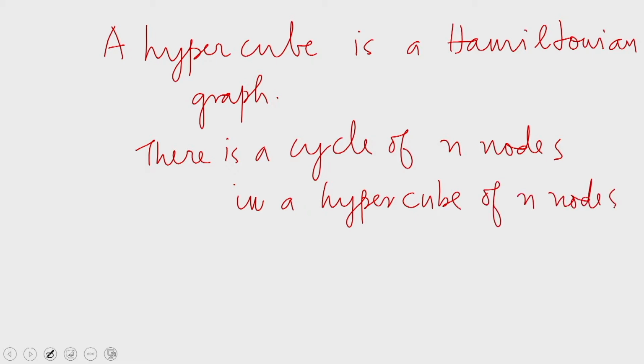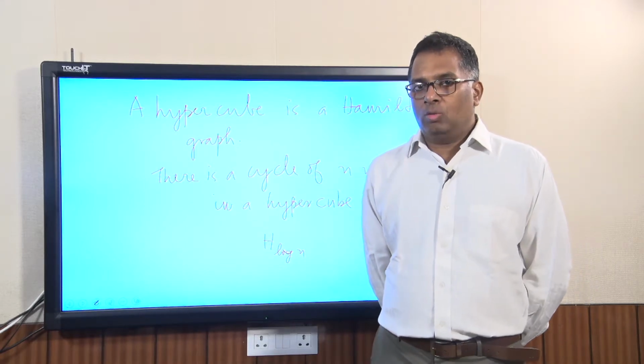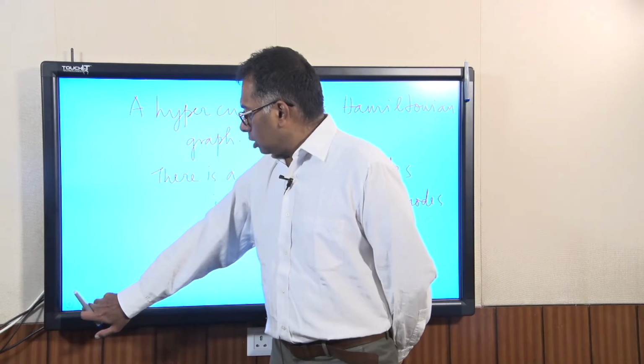Of course, if there is a hypercube of n nodes, n is going to be a power of 2, and this hypercube is of dimensionality log n. So, in a hypercube of dimension log n, there is a cycle of size n. This is a cycle which passes through every vertex exactly once. What this means is that a linear array can be embedded in a hypercube.